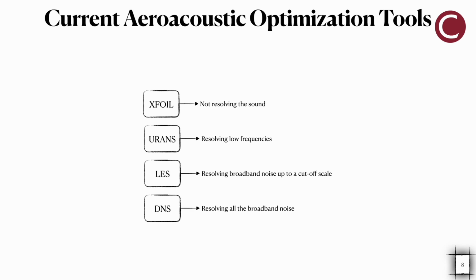But how can we compute sound using XFOIL? How it works is that from XFOIL we get the boundary layer parameters, and those boundary layer parameters can be used as input to empirical models to get, for example, the wall pressure spectra.